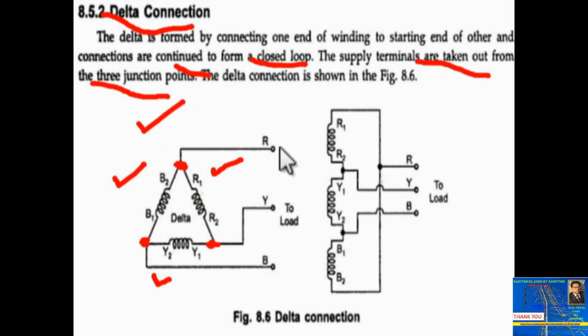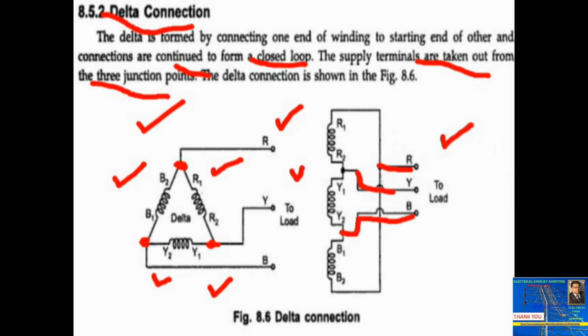Here also there are 3 points R, Y and B. So you can also connect these windings in this fashion. You can see R2 to Y1, then Y2 to B1 is connected, and then R1 and B2 is connected. From these 3 points, this is the R point, from here this is another point, the Y point, and from here there is another point, B, and that is going towards the load. So guys, this is also delta connection.